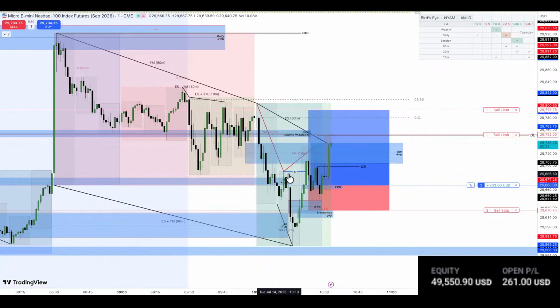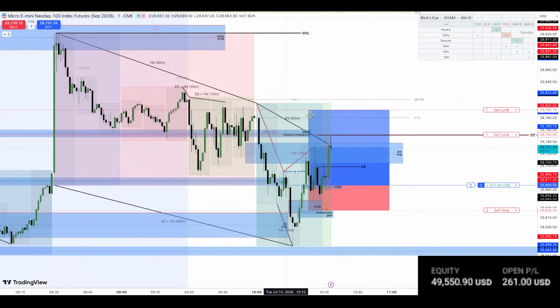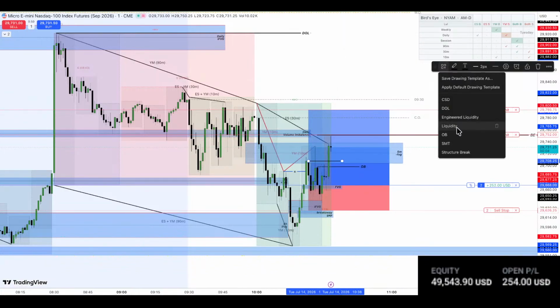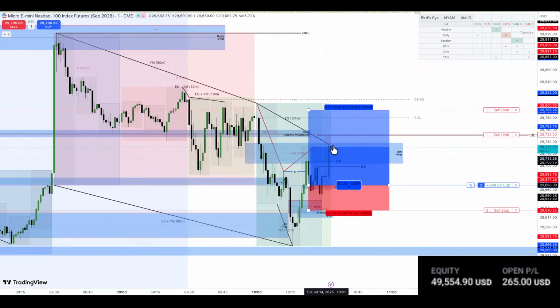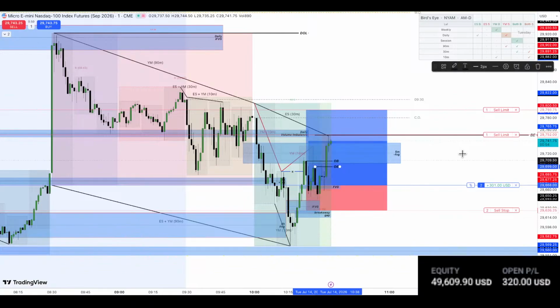We have a change in the state of delivery around here using this breaker, but price closed above this breaker, and now price has closed above this order block, also this order block as well. So price can go back here, tap this order block, and just continue to go higher if it wants to.